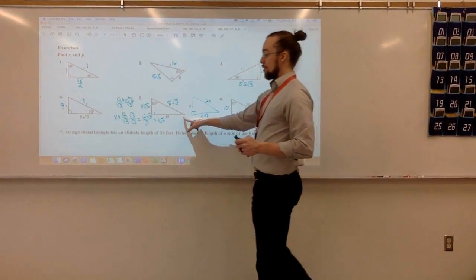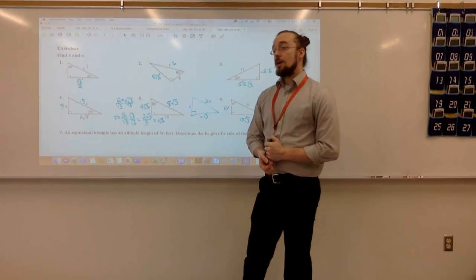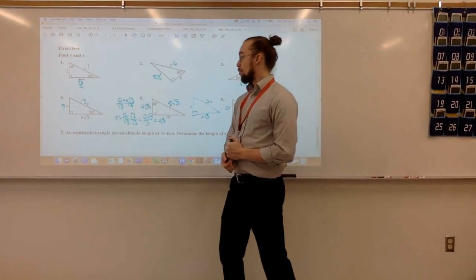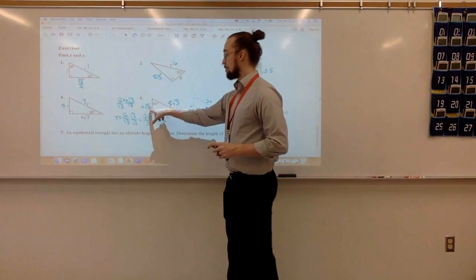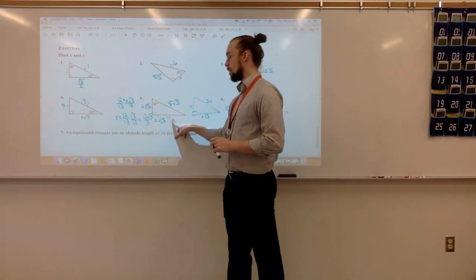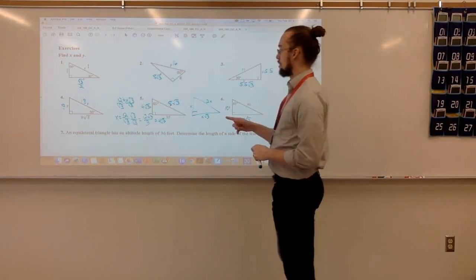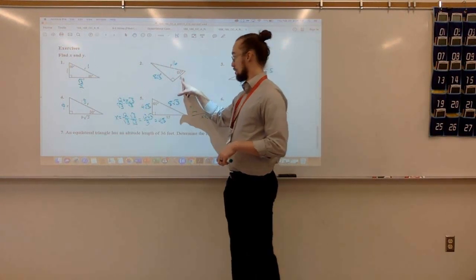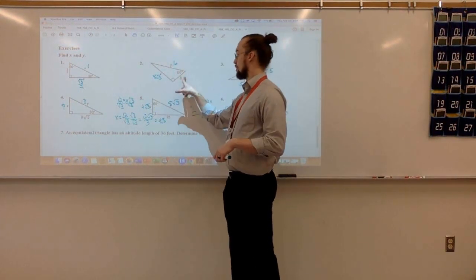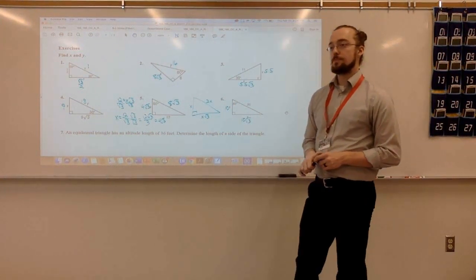If you're given the longer leg of a 30-60-90, what if we're given the short leg? Well, if we're given the shorter leg, then it's easy, right? Then we just multiply by 2 to get the hypotenuse and multiply by the square root of 3 to get the longer leg. We were given the shorter leg, so to get the longer leg, just multiply by the square root of 3. To get the hypotenuse, just multiply by 2.